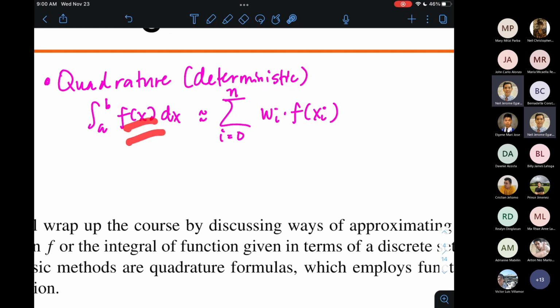Because given the function f, it's easy to compute function values, and then we can usually choose what are the x_i that we will be using. The problem is how to determine the weights. And that's where the different types of quadrature rules diverge. So we have the Newton-Cotes formulas, and then we have the Gauss-Legendre formulas.